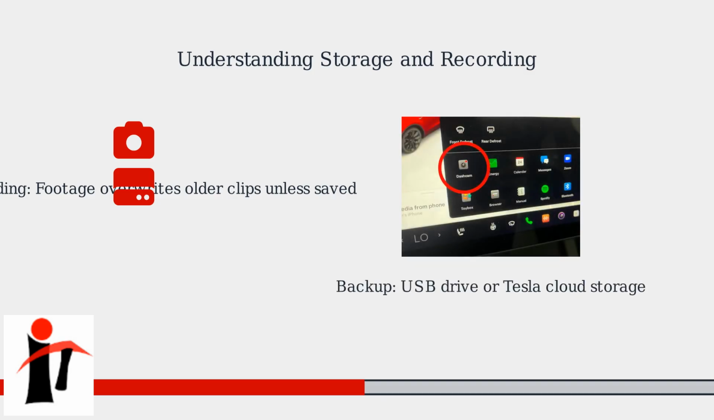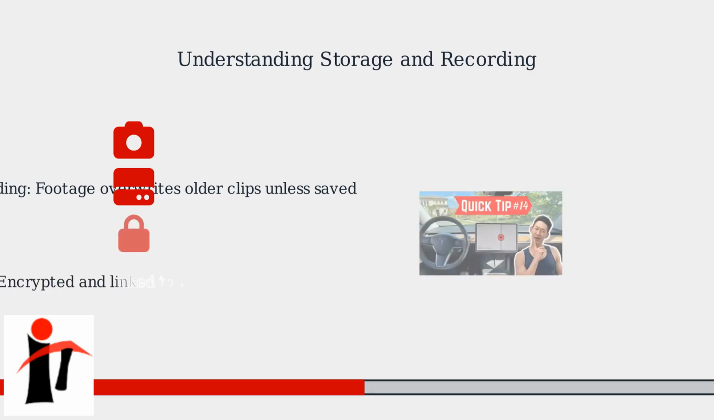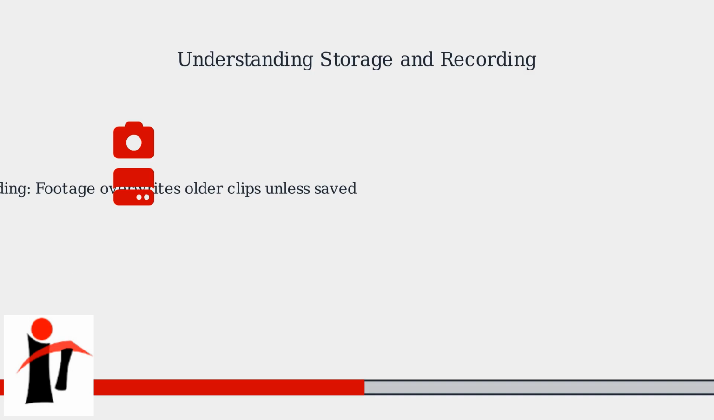To prevent data loss, regularly back up your saved clips to a USB drive or consider Tesla's optional cloud storage plans for off-device backups. All storage is encrypted and securely linked to your vehicle's keys, ensuring that footage remains private and accessible only to authorized users.